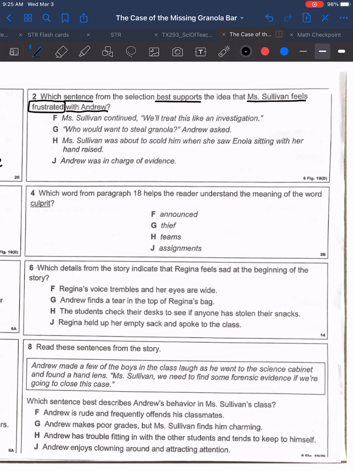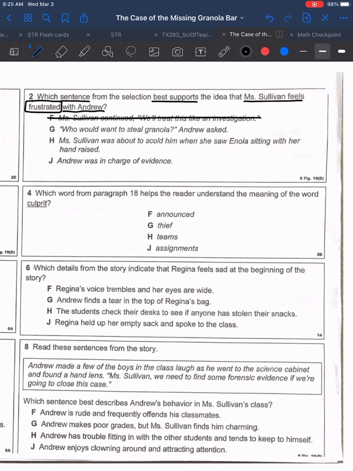So let's look at F. Miss Sullivan continued, "We'll treat this like an investigation." Well, this first one, it talks about Miss Sullivan, but it doesn't have anything directed towards Andrew. So more likely than not, this is not going to be our answer choice. So we're going to go ahead and eliminate it.